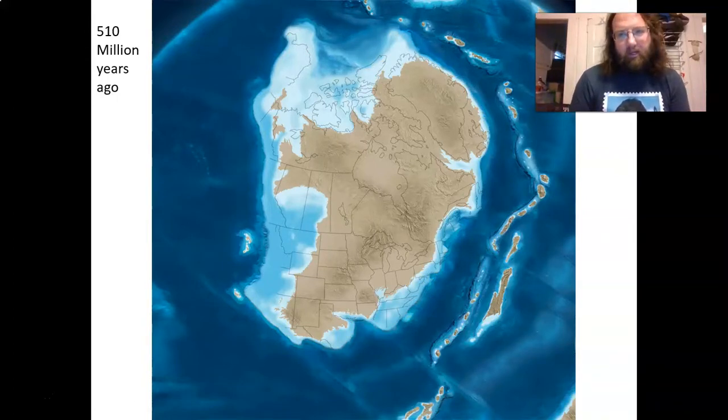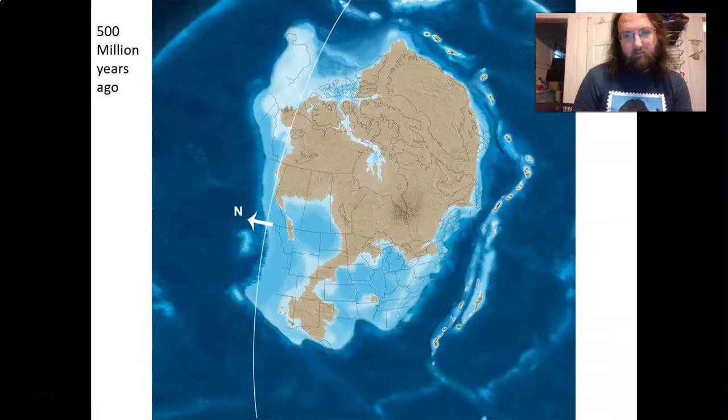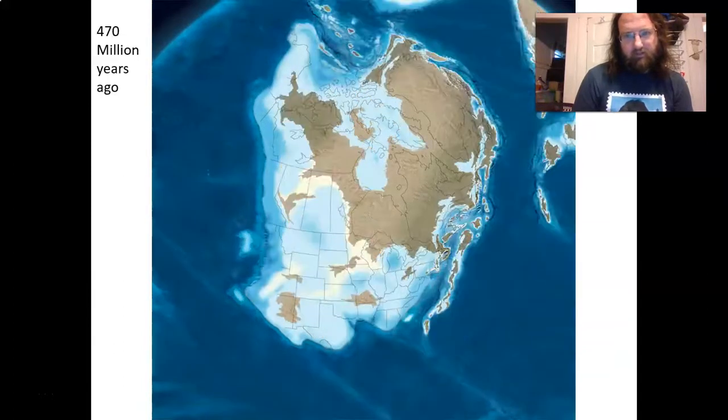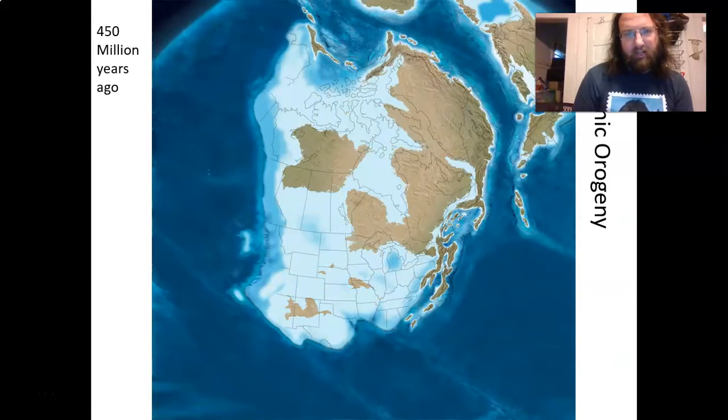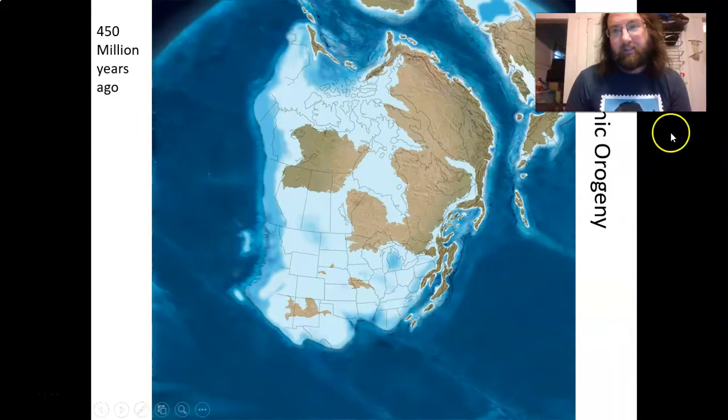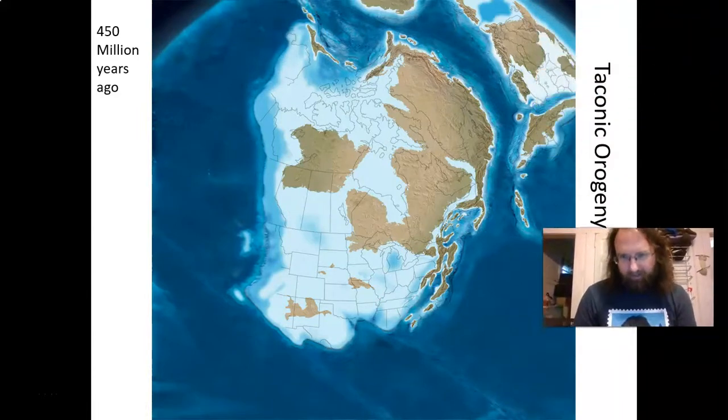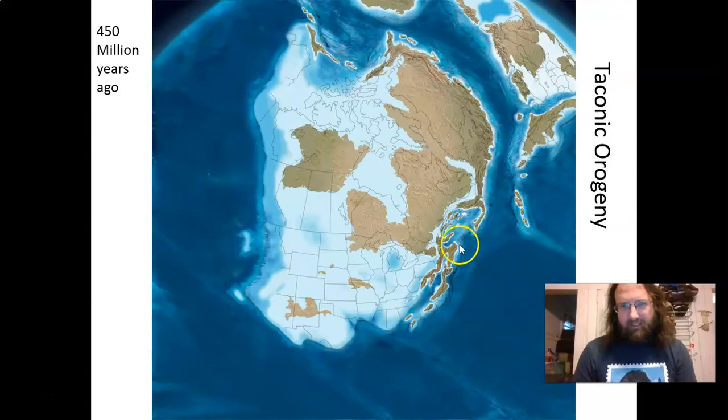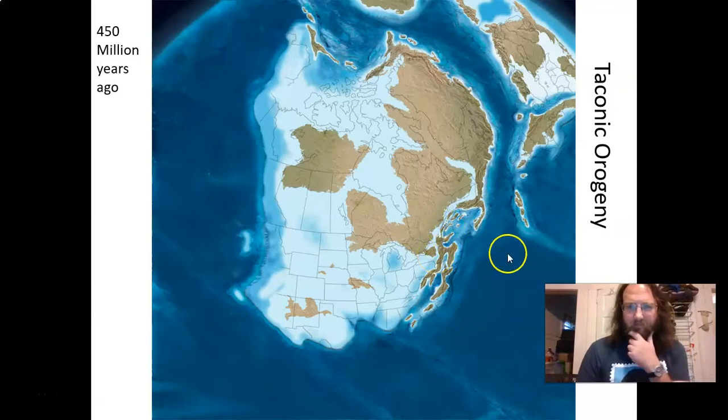And the ocean continued to grow, this little sliver that rifted away became an island arc. North America starts subducting under this island arc, bringing the island arc closer and closer. So finally, this island arc collides with North America, creating the tectonic orogeny. You see this all up and down, basically, eastern New York State. In fact, you can kind of see it right here, in this picture.